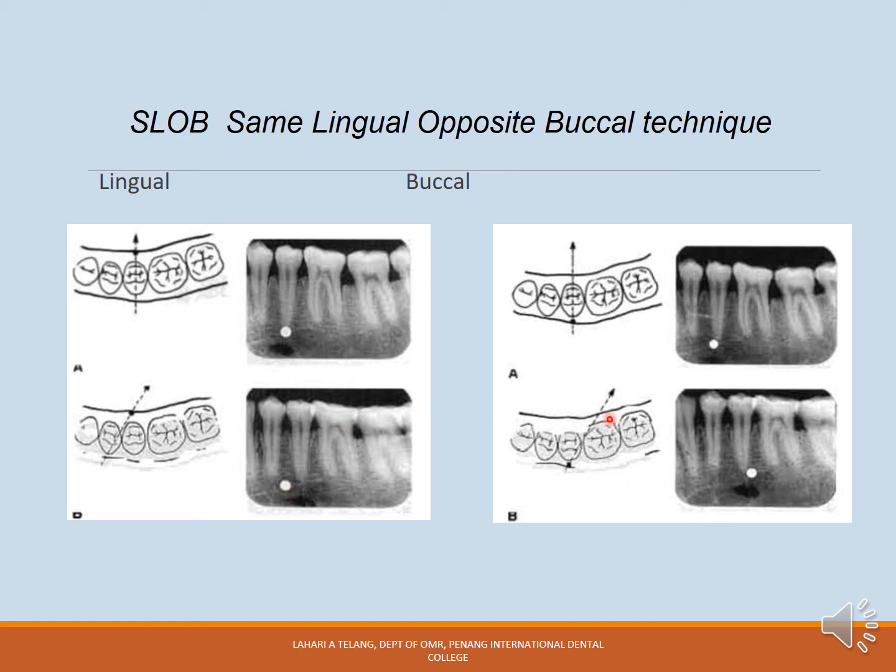On the other hand, when the machine is moved mesially and the image of the object has moved in the opposite direction to where it was in the first image, it means that the object is located buccally. Same lingual, opposite buccal. I'm sure you still are blurred regarding this concept. Let me explain it to you again using some more slides.